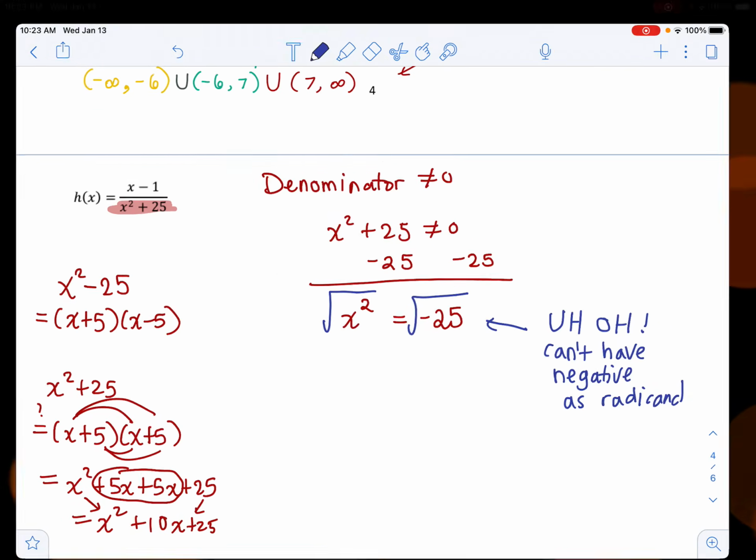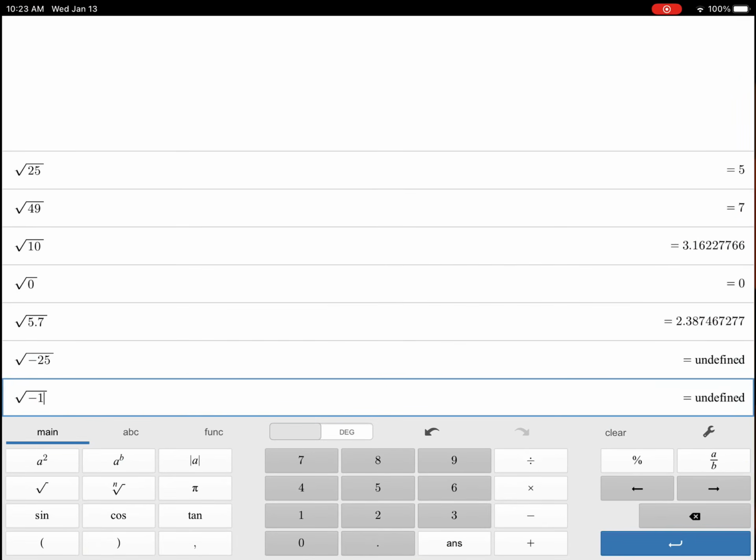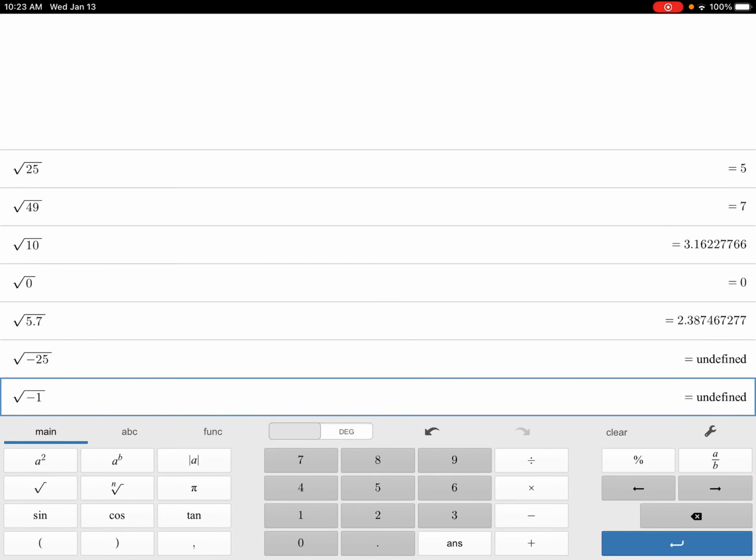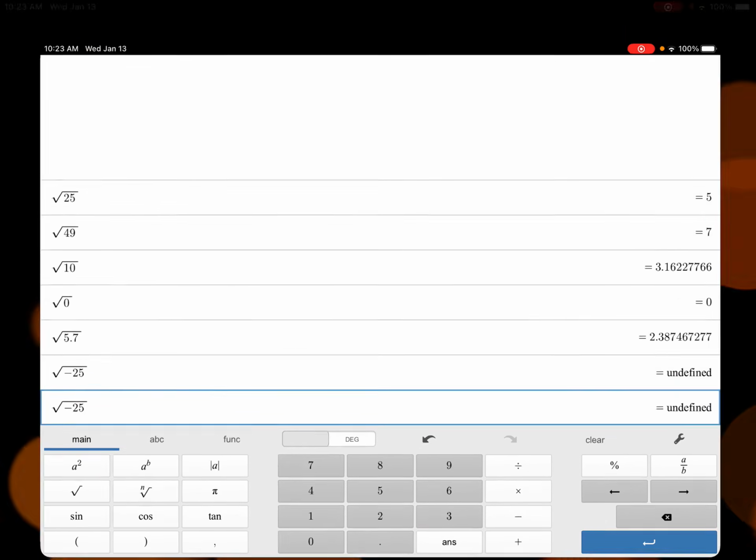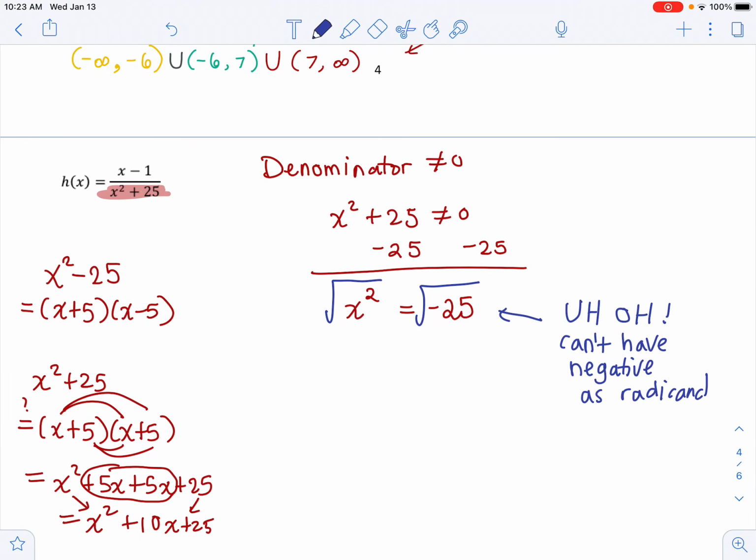Type that in. What happens if you type in the square root of, let me get my baby calculator out. We were doing this yesterday in class. Square root of negative 25 is undefined. It's not a real number. Later we'll say that is 5i, but for right now, that's not a real number. So what's going on over here? Let me come back and talk about this. This is not a real number.